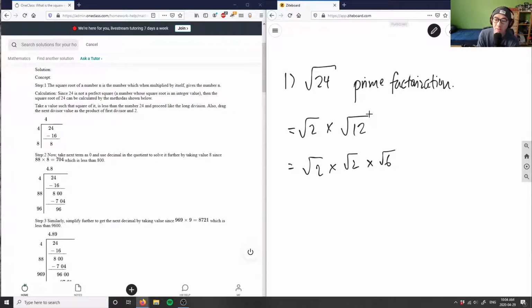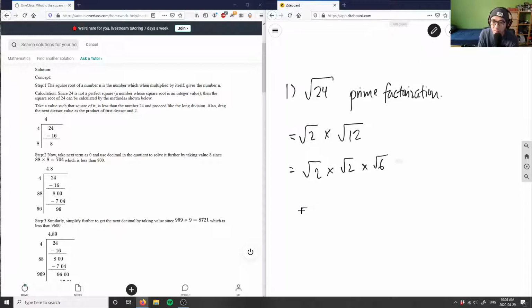And then finally, I could break root 6 down into root 2 and root 3, but I'm going to choose to stop here just because root 2 and root 3 can't be broken down any more. So I'm simply going to simplify this radical here. I have root 2 times root 2 here, which would give me simply just 2.